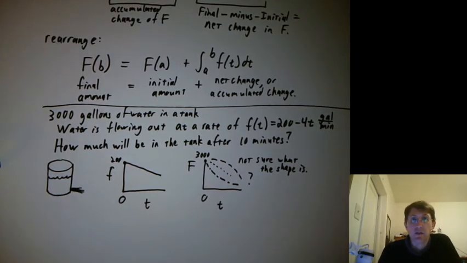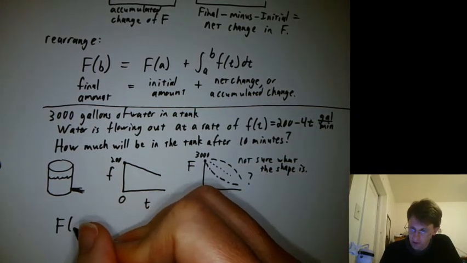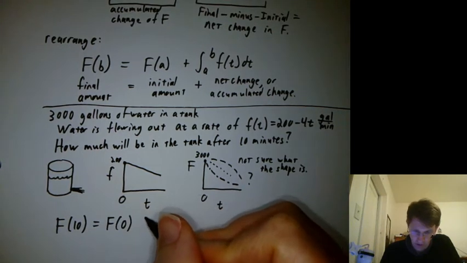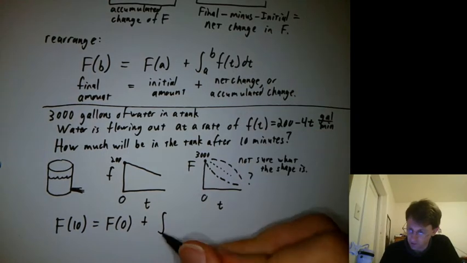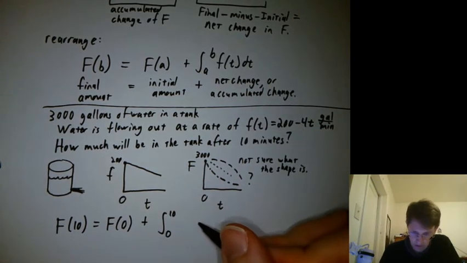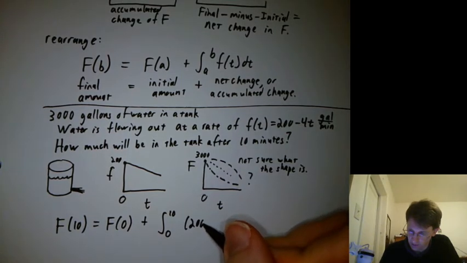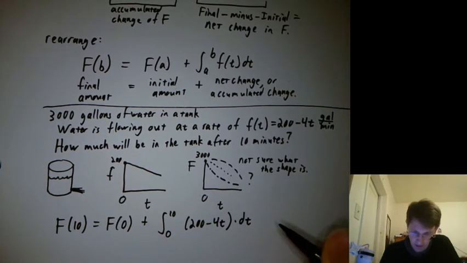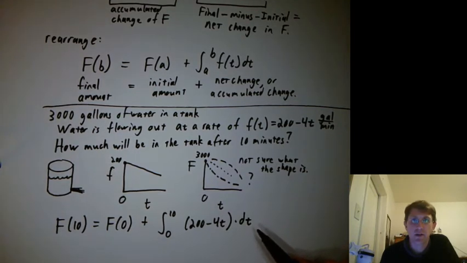So I'm guessing we can use the net change theorem here. We could say the amount in the tank at time 10 is the amount in the tank at time 0 plus the integral from start time to stop time, so that'd be 0 to 10. And we'll write the 200 minus 4t, that's the rate at which we're losing water, times dt. And it's a pretty straightforward integration problem, right? Do you see any potential problems here? Take a minute to look around.